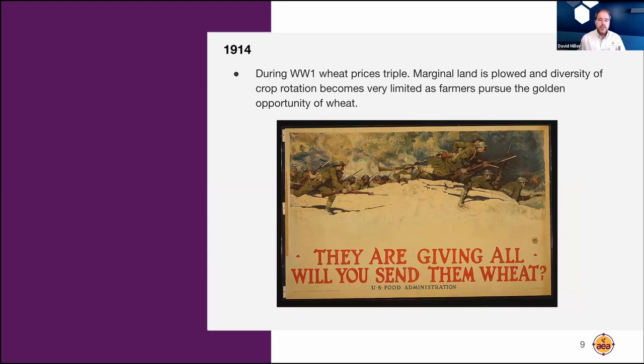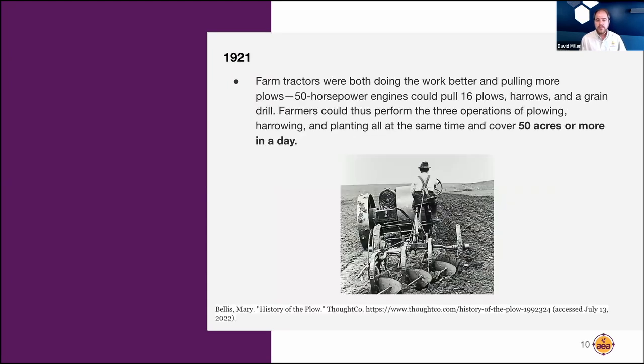And so diversity went way down, and rotation went down. It was wheat on wheat on wheat because that was the crop that could be utilized for the war efforts and also was paying the most to the growers.